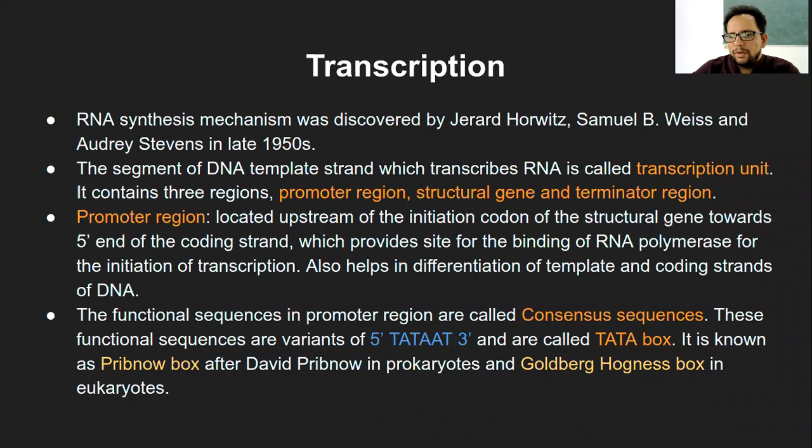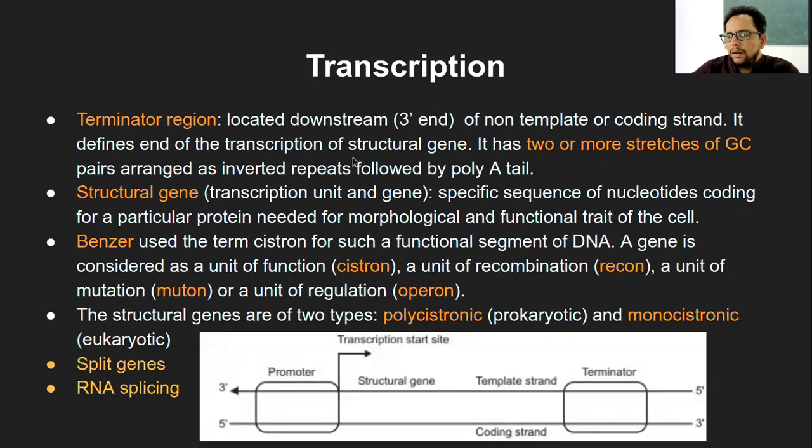Okay, so it has two or more stretches of GC pairs arranged as inverted repeats. Inverted repeats means they will be complementary to each other, and then it is followed by a poly A tail. This is what we had seen in the mRNA structure as well, right? In mRNA, during the transcription process, it has a poly A tail. So that is something to simulate that situation during the transcription.